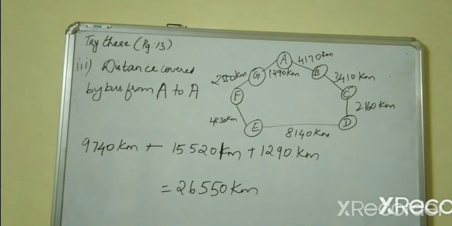From A it is starting and again it is going to A. Okay, so already in our first subdivision we found the distance from A to D. The distance covered from A to D is 9,740 kilometer plus the distance from D to G we have found out in our second subdivision. So from D to G it is 15,520 kilometer plus from G to A it is given as 1,290. So we have to add 1,290 with that.